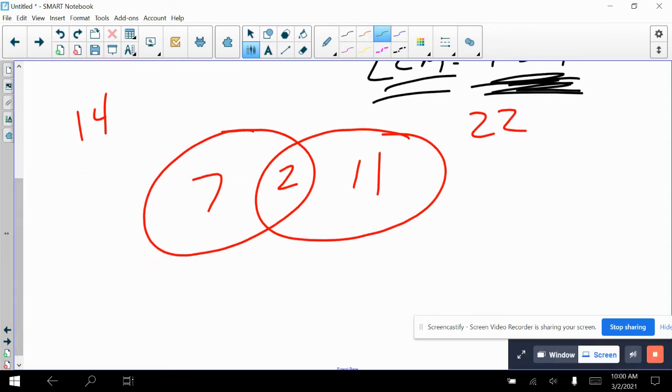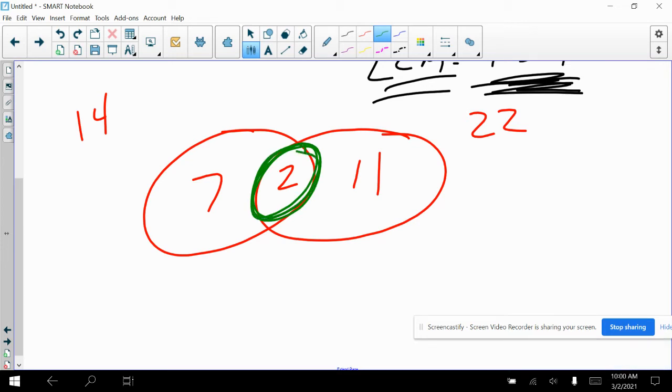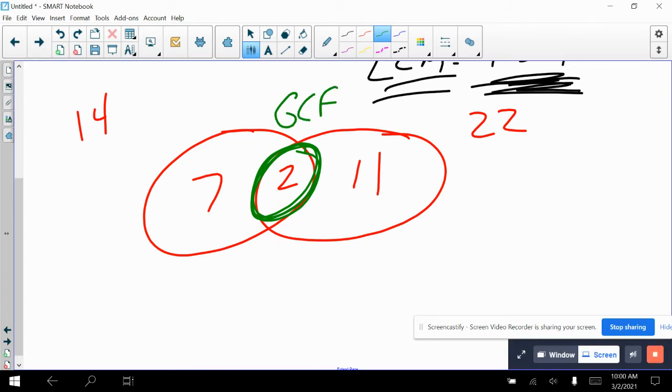Okay, so again, from the Venn diagram, what is this right here that they share? I know, but what is it? You're right. What is it called? That's the greatest common factor. See how easy this is from the Venn diagram?